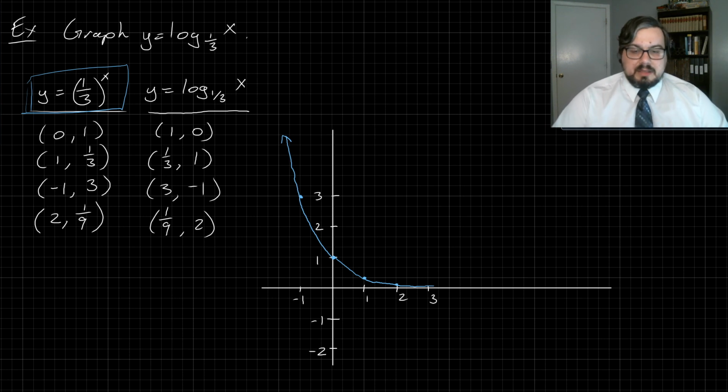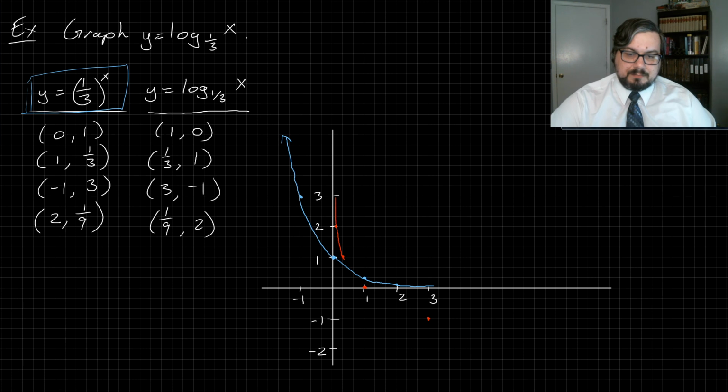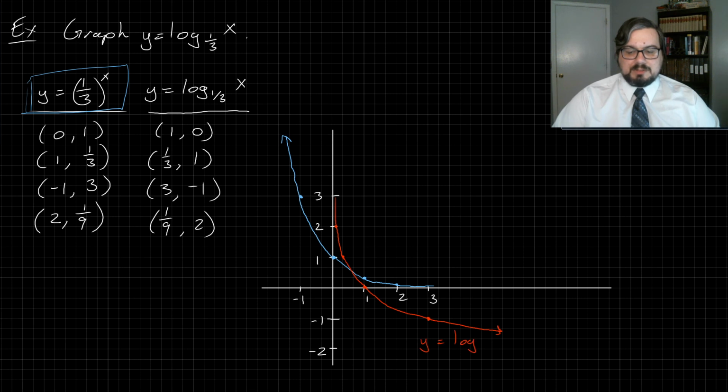Whereas the logarithm contains the points (1, 0), (1/3, 1), (3, -1), and (1/9, 2). The inverse has these up here. Remember, it has a vertical asymptote at x equals 0. It goes down through the point (1, 0), through this point over here, and looks like this. So there's our graph of y equals log base 1/3 of x.